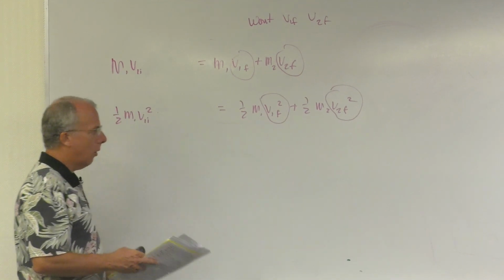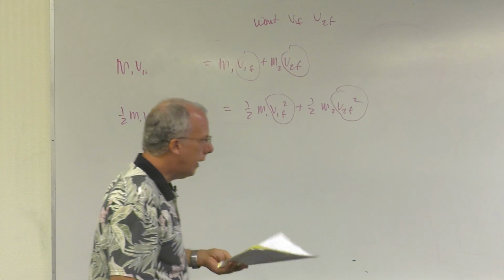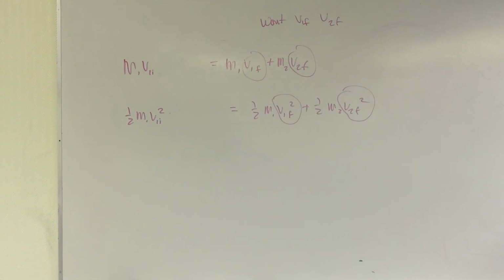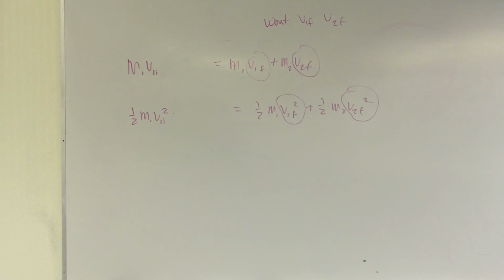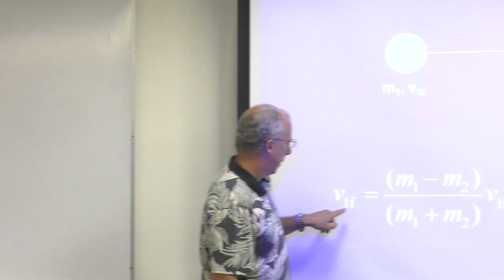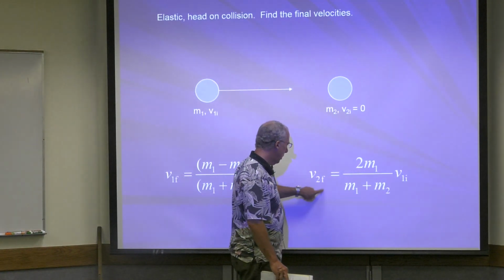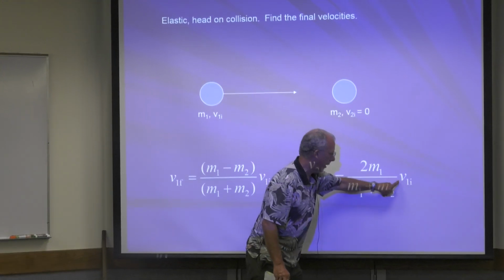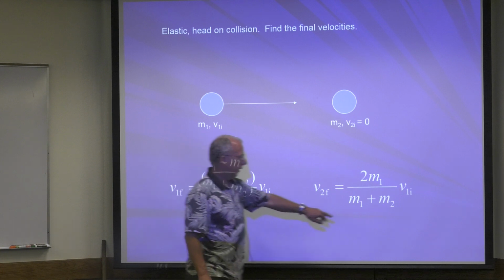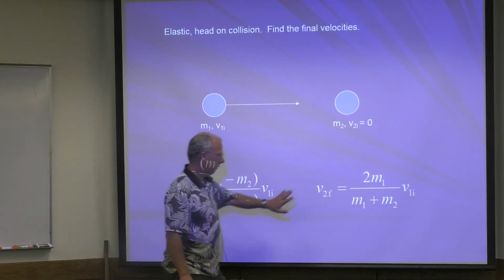So the book shows you the steps. I'm just going to give you the answers. So these are the answers. V1 final is that. You can see it depends on the masses, and it depends on the V1 initial. V2 final depends on the masses, and it also depends on V1 initial. So they all depend on V1 initial, and they all depend on the masses, but in a different way, right? This here is different than that.